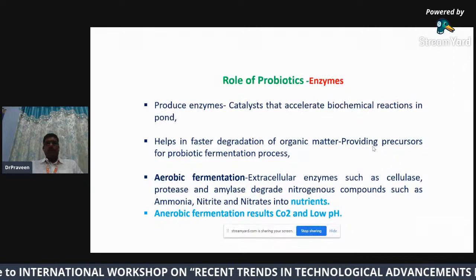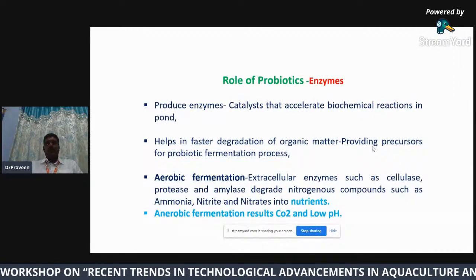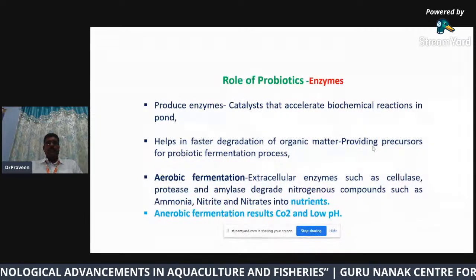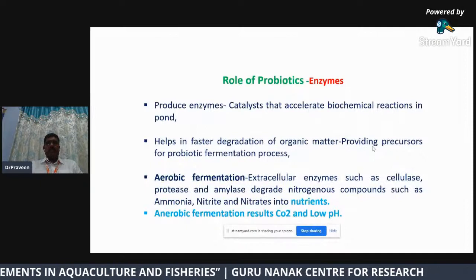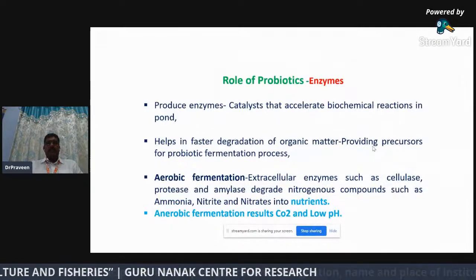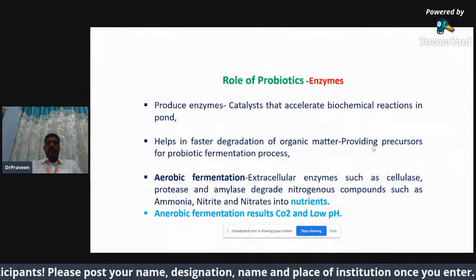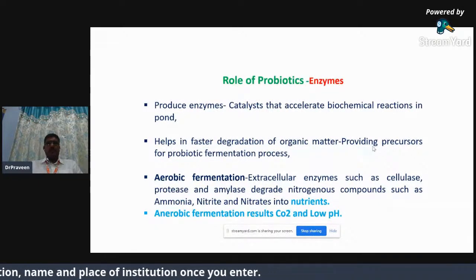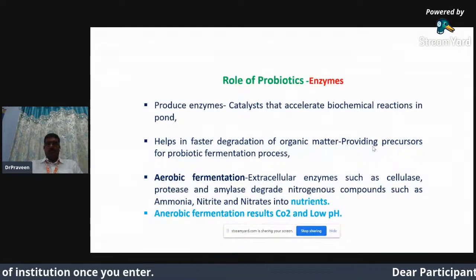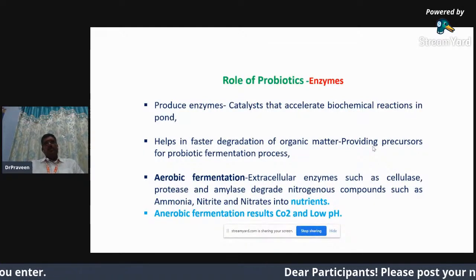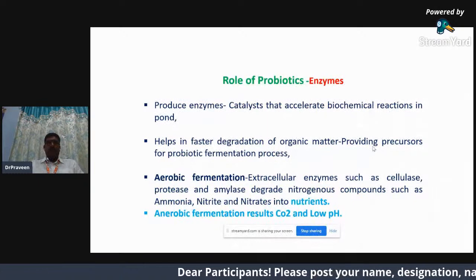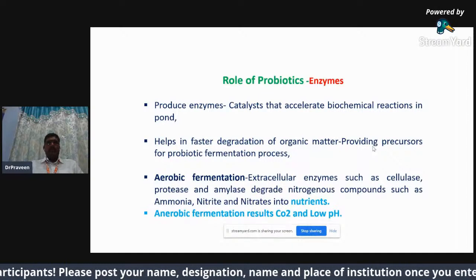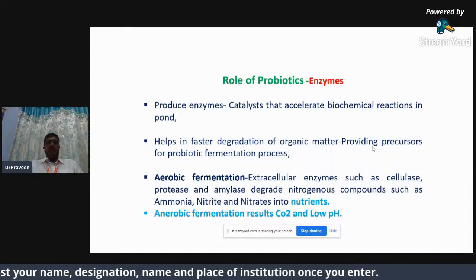This aerobic fermentation takes care and produces nutrients. They convert the excess nitrogen into nutrients. And anaerobic fermentation results in the production of carbon dioxide and low pH. This is a little bit of a toxicity problem in the pond bottom condition. So our role, particularly these probiotics, they produce enzymes and act as a catalyst. They accelerate the biochemical actions in the pond.